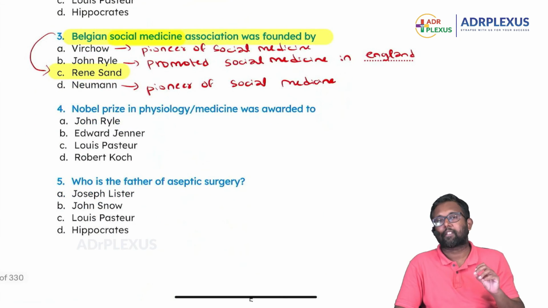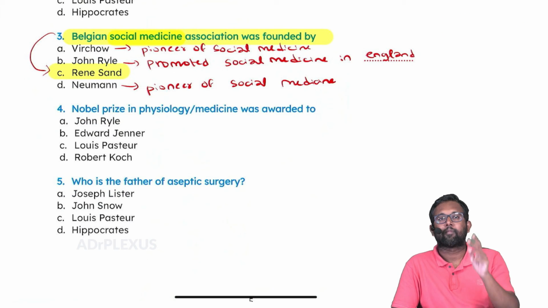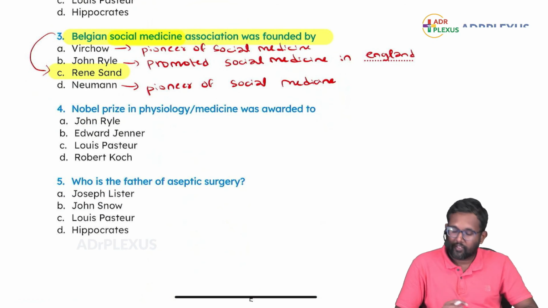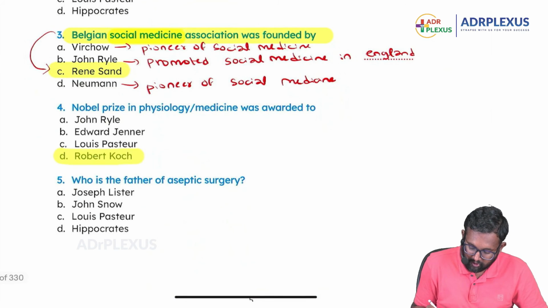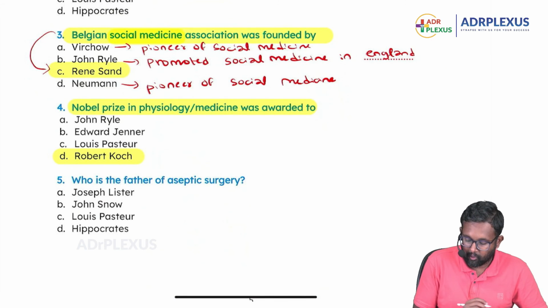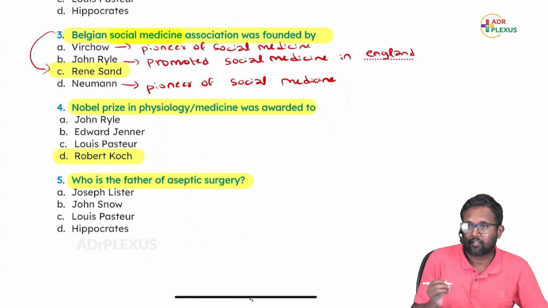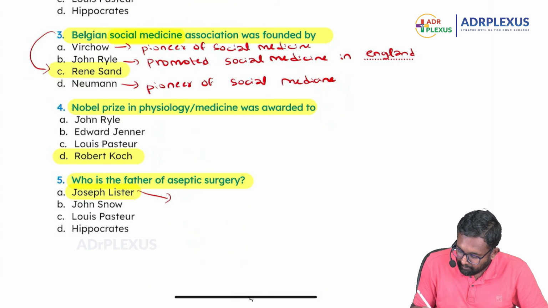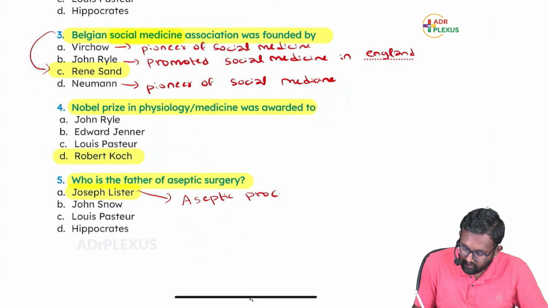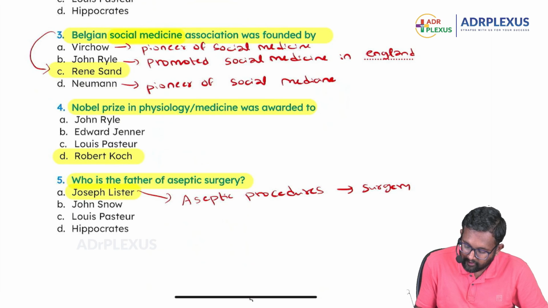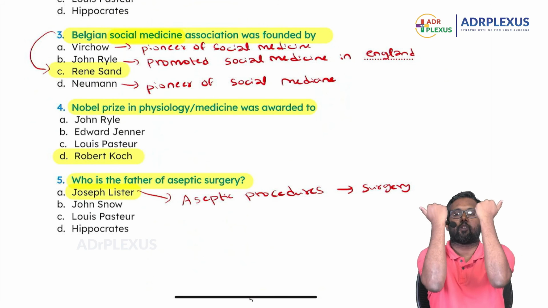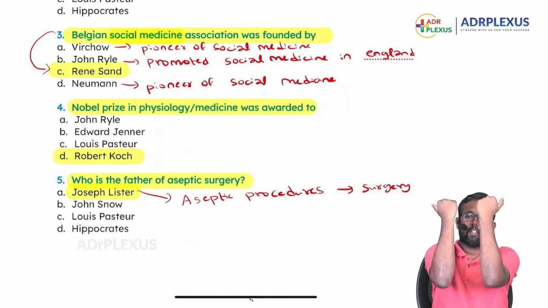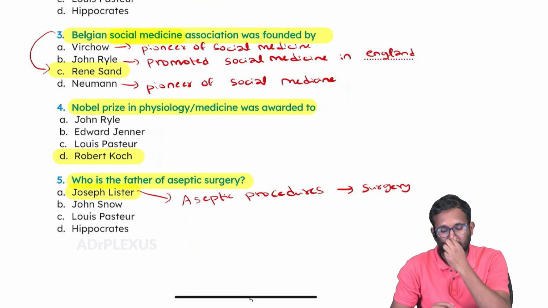Next, Nobel Prize in Physiology or Medicine was awarded to. Yes, good, very good. It was an easy one. Robert Koch. Who is the father of aseptic surgery? It is Joseph Lister. He gave many aseptic procedures for doing surgery. How do you enter the operation theaters? Like you keep your hand like this, open the door, open the pipe by aseptic procedures. This is Joseph Lister.